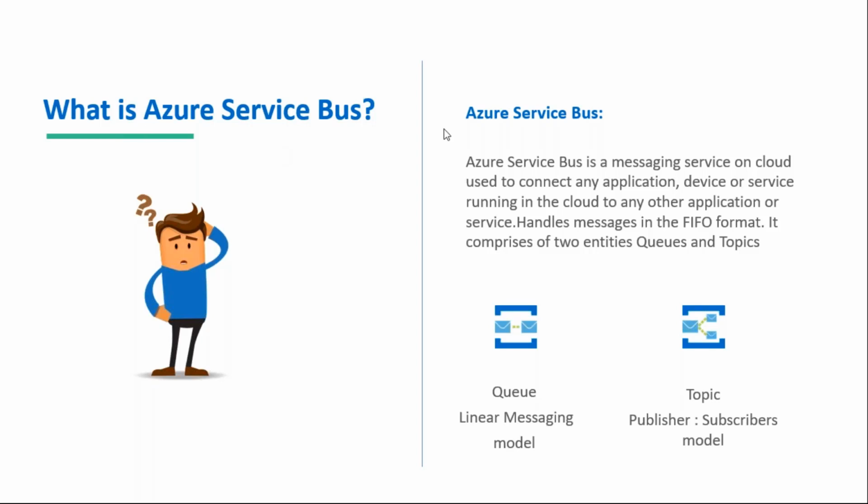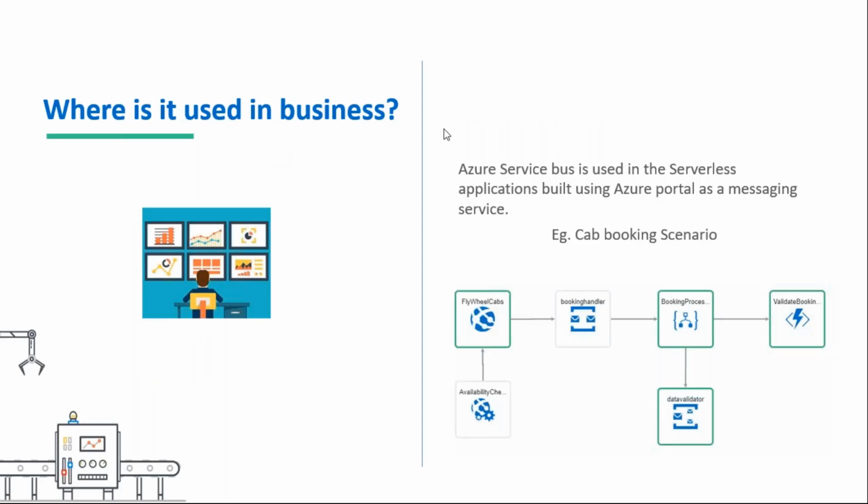So let's see where the service bus is used in a business. Azure Service Bus is used in serverless applications built using Azure Portal as a messaging service. Let's take an example of a cab booking scenario. When a user books a cab through the web application, the service bus will pick up the message and Logic App will check whether the details in the messages are valid or not with function apps and put the messages into the service bus topics. Now the service bus topic filters the valid and invalid messages based on the topic subscription rule defined.